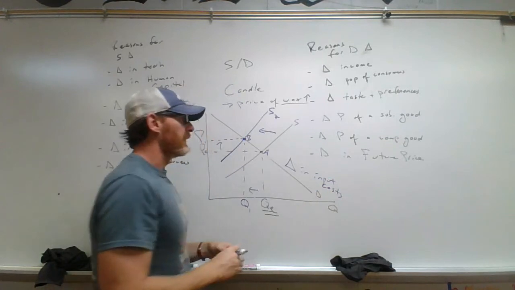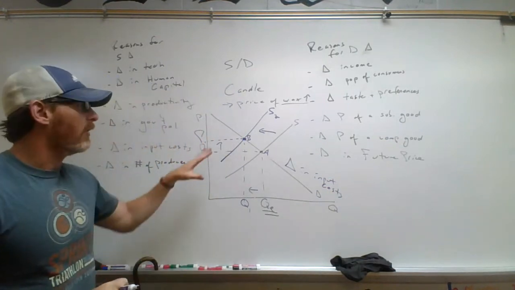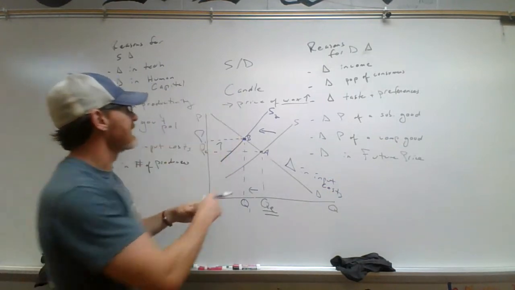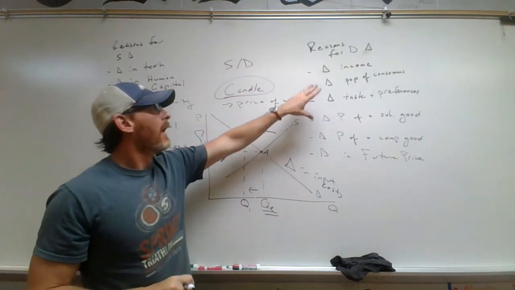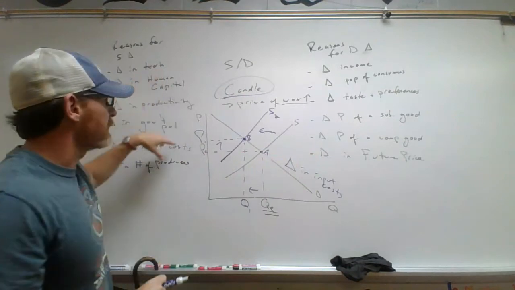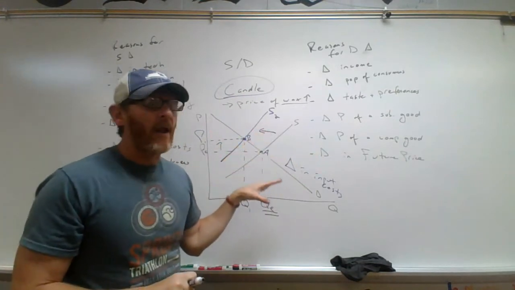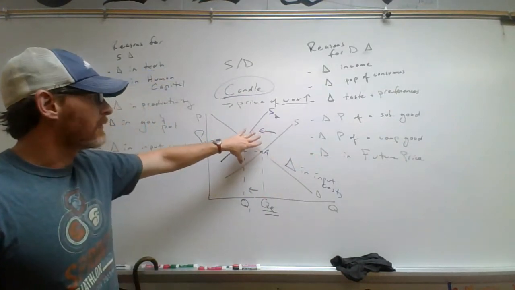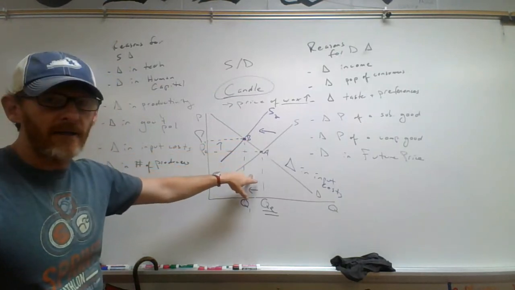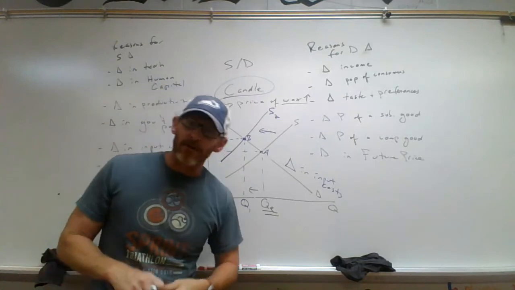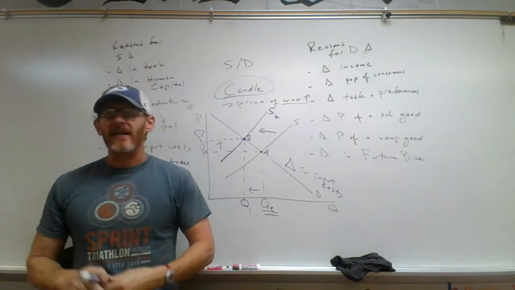All right? So this is an example of how we're going to be looking at markets. In this case, it's the candle market, and how we're going to be looking at our reasons for demand or our reasons for supply, figuring out which one it is, and then seeing what's going to happen on this graph, and then being able to analyze what's going to happen to price and what's going to happen to quantity. And this will help us understand other issues.